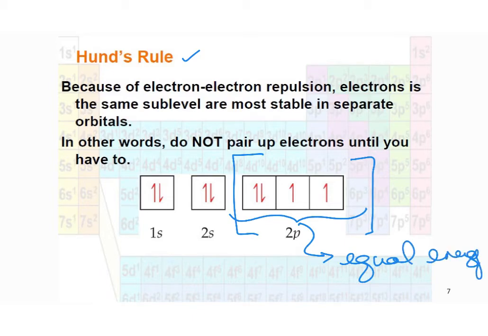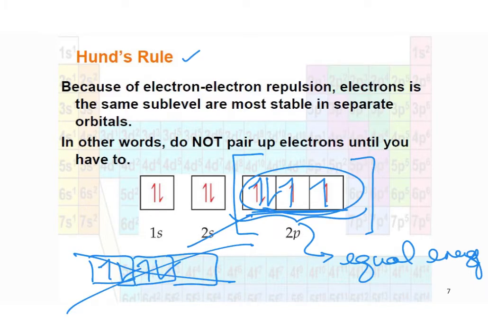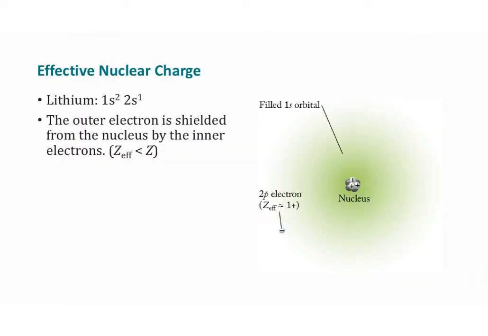But to minimize electron-electron repulsion, if you're dealing with multiple orbitals that are at the same energy, you put 1 electron into each of them before you pair them. So you would never do something like, see, this has a total of 4 electrons in it, the p sublevel. You would never do this, okay? Put 1 electron in each of the equal energy orbitals before you pair any. That's Hund's rule. All right, so those are the 3 rules.